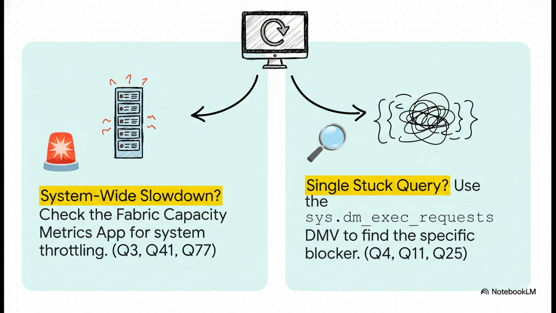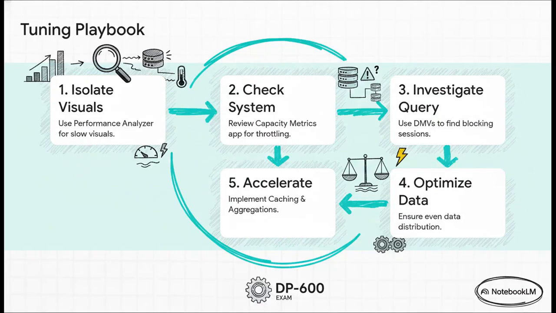Different problem, different tool. So we can take all these separate troubleshooting questions and build a kind of performance tuning playbook. Step 1, isolate the problem. Is it a slow visual? Use Performance Analyzer. Step 2, check the whole system's health with the Capacity Metrics app. Then you can drill down into specific queries with DMVs.